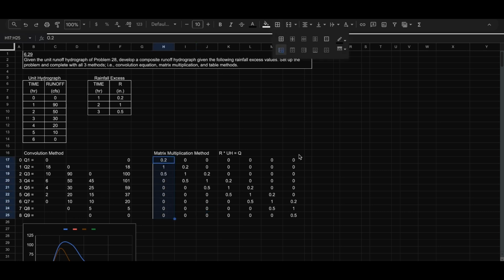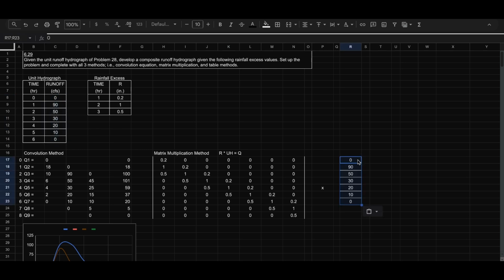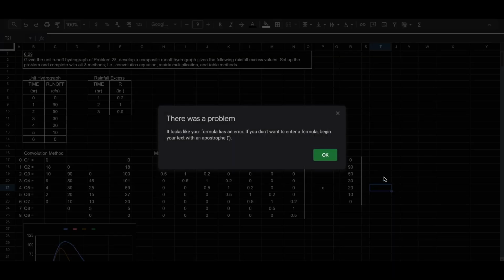Let's do borders at the end so we can visualize it better. And now we need to multiply that by the unit hydrograph, which in our case, the runoff of the unit hydrograph, are these values here. We copy and paste values only. And if we multiply this, equals.